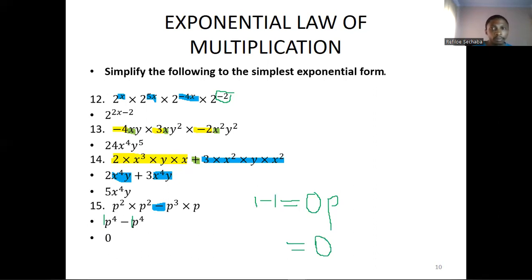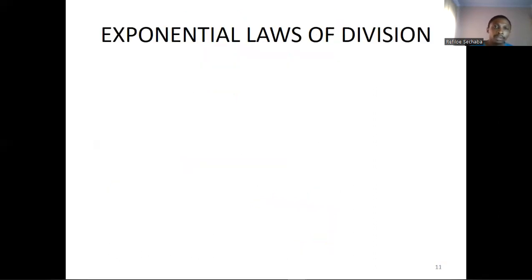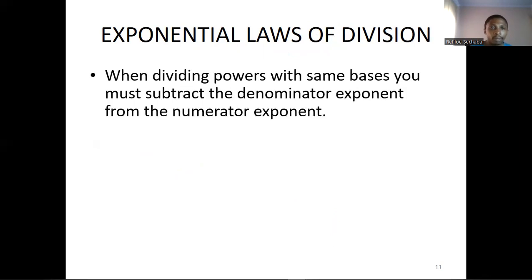Next one. This is the second law. It is simply the exponential law of division. So when dividing powers with the same bases, you must subtract the denominator exponent from the numerator exponent. I repeat, the denominator exponent from the numerator exponent.